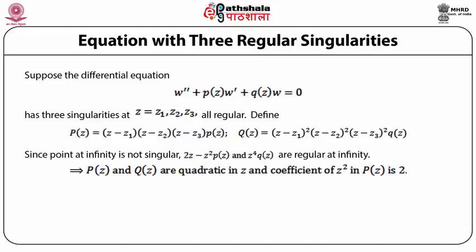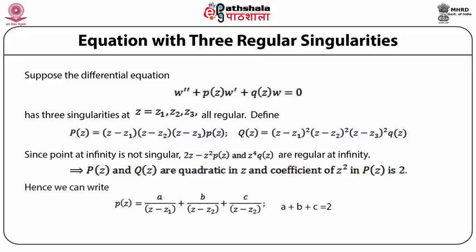This is the case if and only if capital P of z and capital Q of z are quadratic in z and the coefficient of z square in capital P of z is 2. Hence, we can write small p of z is equal to a divided by z minus z1 plus b divided by z minus z2 plus c divided by z minus z3, where a plus b plus c is equal to 2.